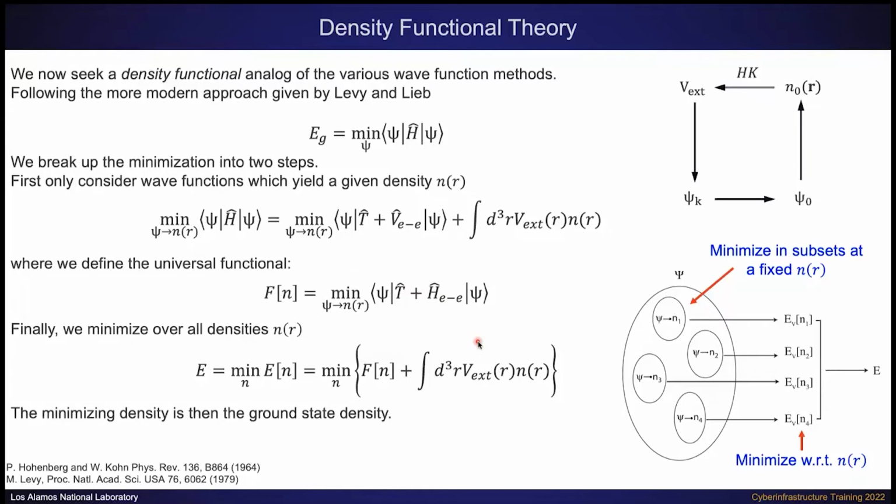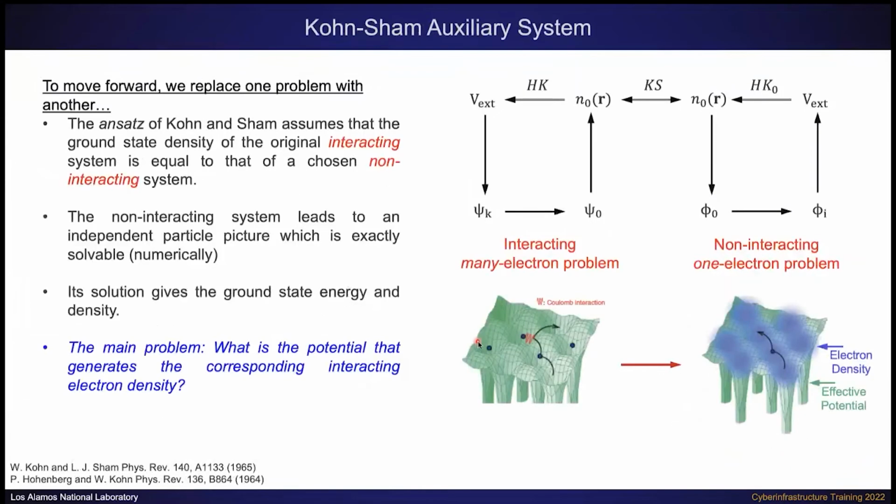And so this is where formulating some kind of auxiliary system helps. And this is called the Kohn-Sham auxiliary system. And so what is it doing? So the main ansatz that they make is that, well, we have this uniqueness between the potential in which the electrons are sitting and the single particle density that they form.